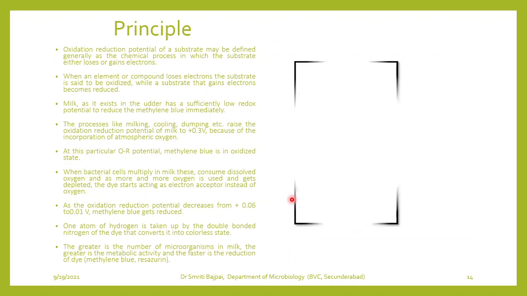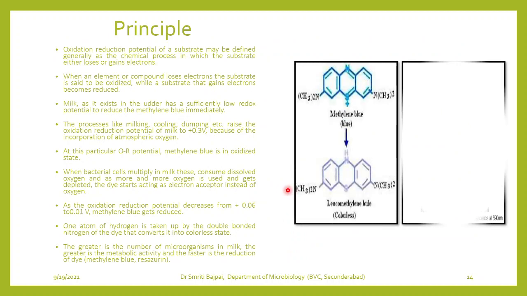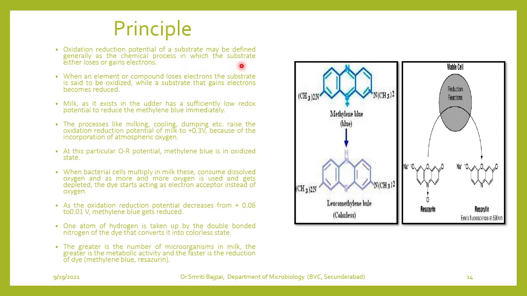Firstly, we will see the principle. The principle for this test is the oxidation reduction potential of the substance. We know that it is defined generally as the chemical process in which the substance loses or gains electrons.